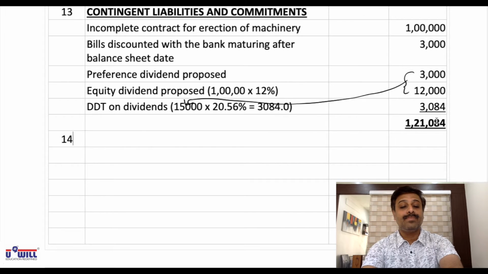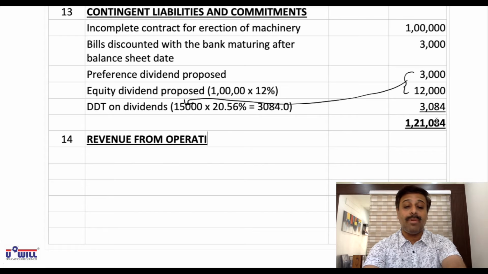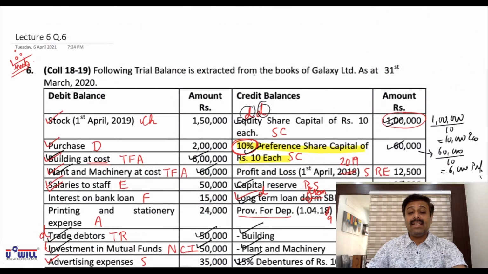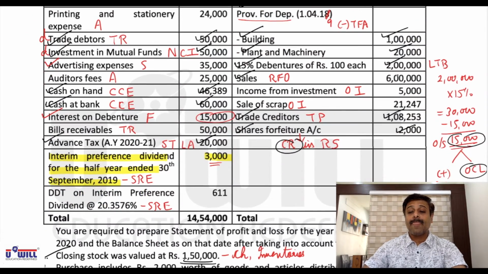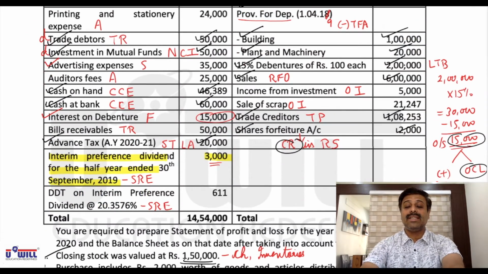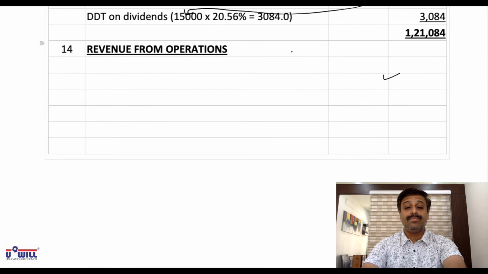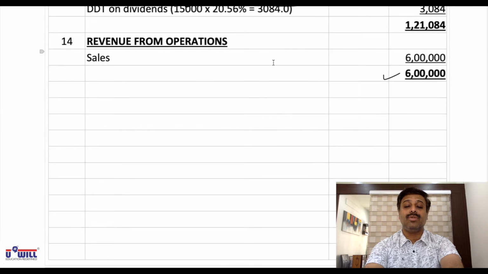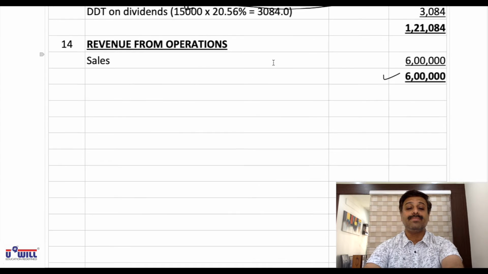Then after contingent liabilities and commitments, now we take up the profit and loss statement items. Revenue from operations, RFO marked items. Only sales is there in the question. 6 lakhs. Okay, sales of 6 lakhs, and that itself will become the total. Then after revenue from operations, we'll have other incomes. Next heading will be other incomes.